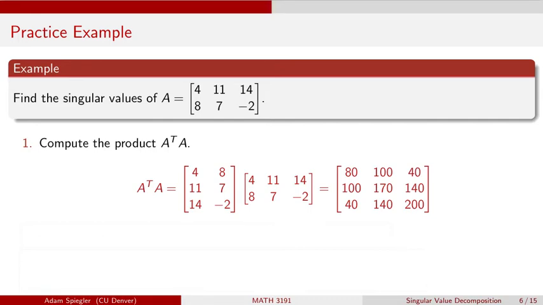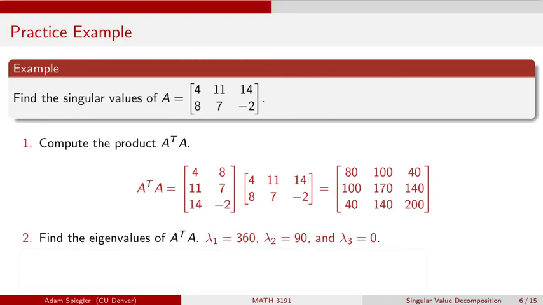Then we go ahead and find the eigenvalues of this matrix. So this is a 3 by 3 matrix. We could potentially have 3 different eigenvalues, and in this case, we do. So you can find the characteristic equation for this matrix and find the roots of that characteristic equation. And so the 3 eigenvalues in descending order are lambda 1 is 360, lambda 2 is 90, lambda 3 is 0. So all 3 of these eigenvalues are indeed non-negative. The last one actually equals 0, and that may happen.